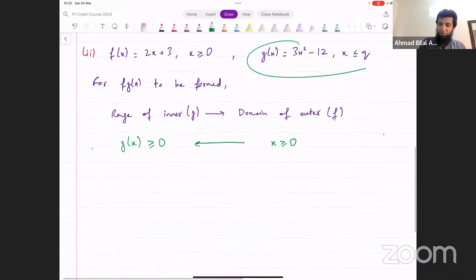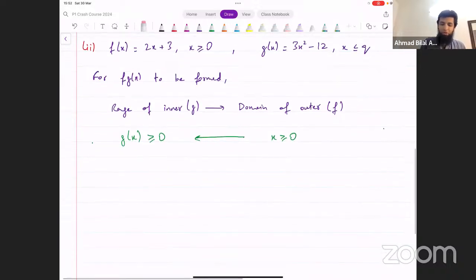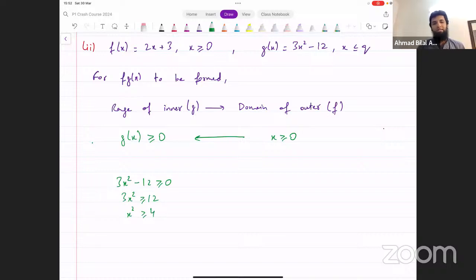We have the function g of x. All we have to do is put that g of x greater than or equal to 0. What's g of x? g of x is 3x squared minus 12. That's greater than or equal to 0. Take 12 to the other side, and that gives you 3x squared greater than or equal to 12. x squared greater than or equal to 4. That's an inequality that you can solve now and find the possible values of x that you get from this.